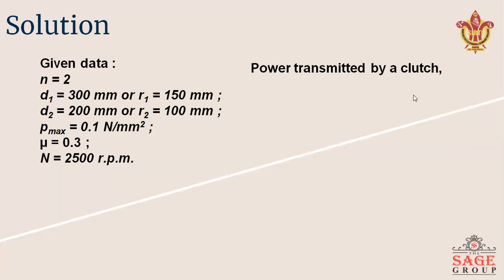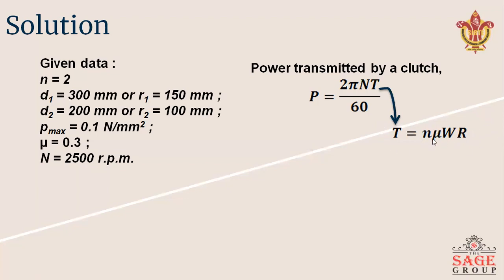Power transmitted by the clutch, P is equal to T omega, or we can say that P is equal to 2 pi N T upon 60. Here, if we get the value of T, then we will have the value of power. So first of all, we have to calculate the torque transmitted by the clutch. The torque transmitted by the clutch T is equal to, we know that, n mu W R. We have already derived this previously.